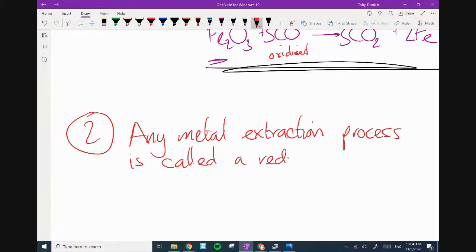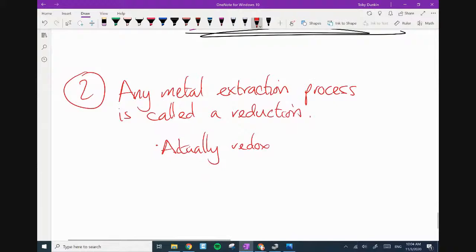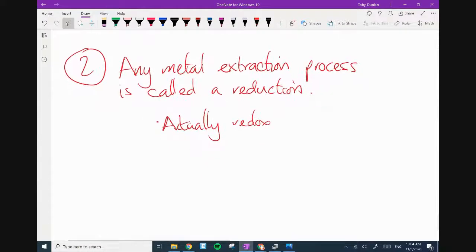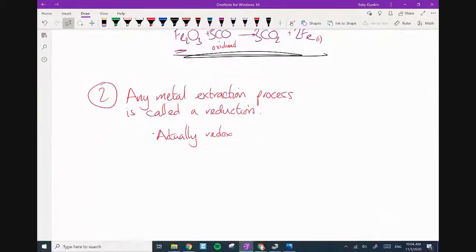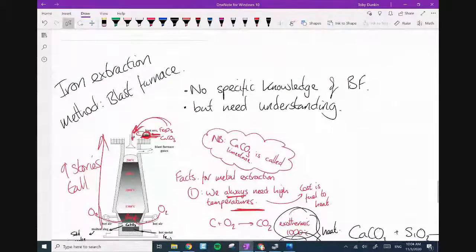The reason being is because we have it now, even though we know it's actually a redox, because there's always someone being oxidized if someone else is being reduced. But because we're after the metal, we tend to call it a reduction. So just so you know, it's just an extra bit for you. Okay, so that's the iron, that's iron extraction.